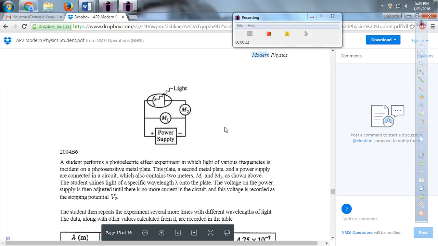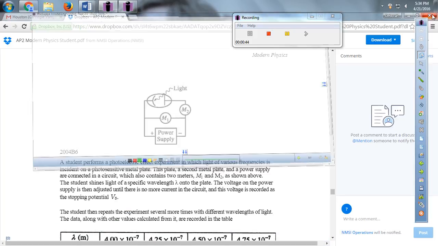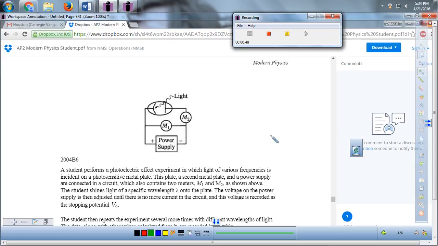The student shines light of specific wavelength lambda onto the plate. The voltage on the power supply is then adjusted until there's no more current in the circuit, and this voltage is recorded as the stopping potential. So we need to answer their questions. The student then repeats the experiment several more times with different wavelengths of light. The data, along with other values calculated from it, are recorded in the table.